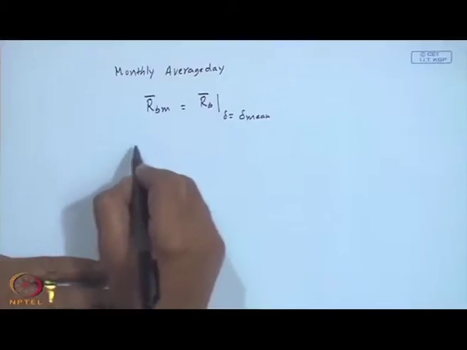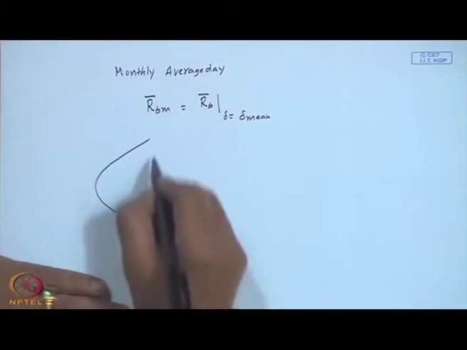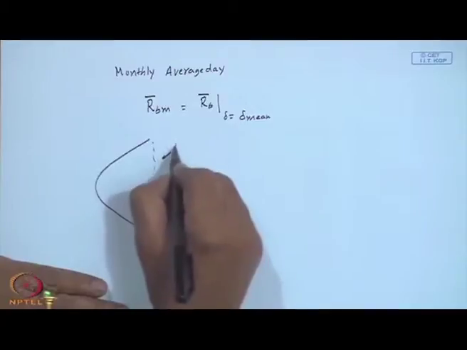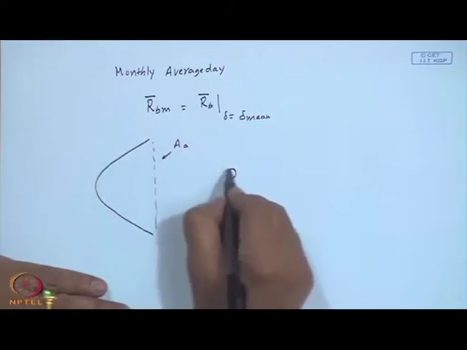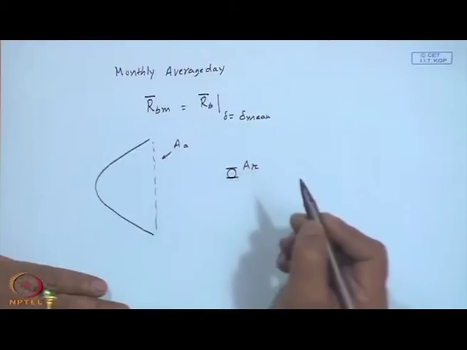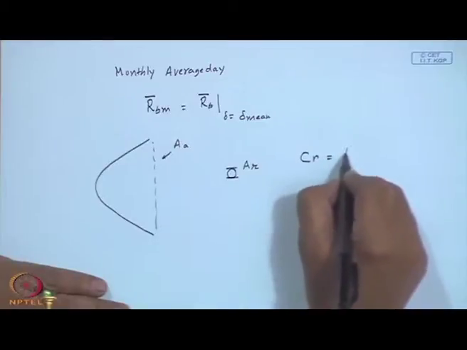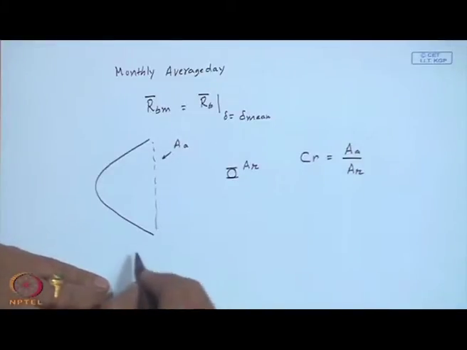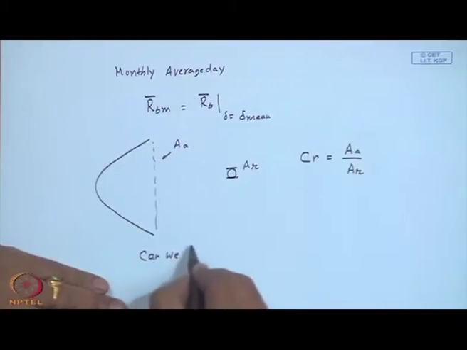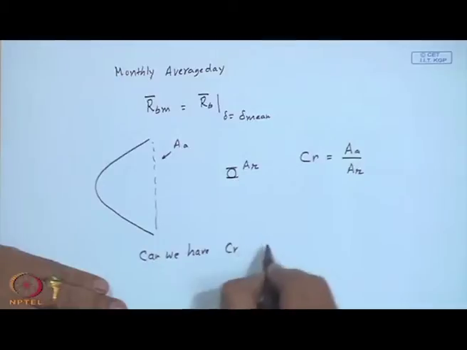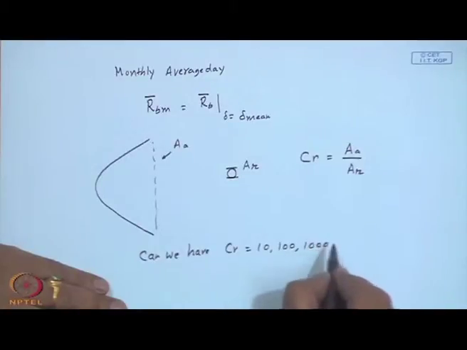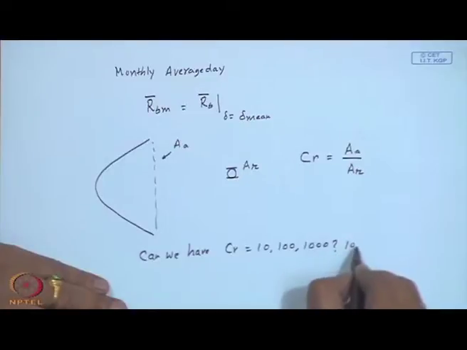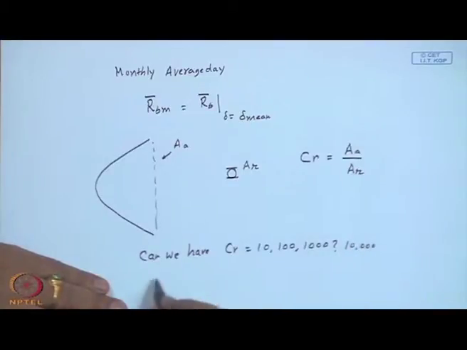under extraterrestrial conditions. Now, the question comes, we have a parabola with an aperture area A focused onto a receiver of projected area A r, and the geometric concentration ratio is defined as A upon A r. Now, can we have C r of 10, maybe yes, 100, yes, 1000, question mark, 10,000, or is there a limit?